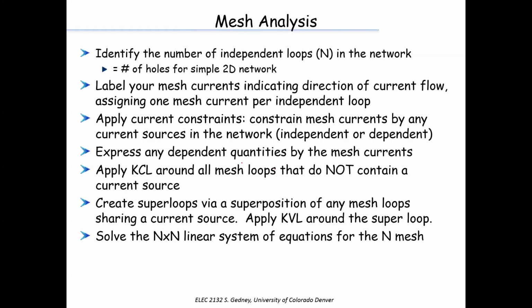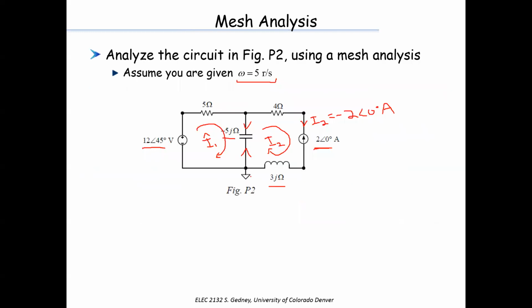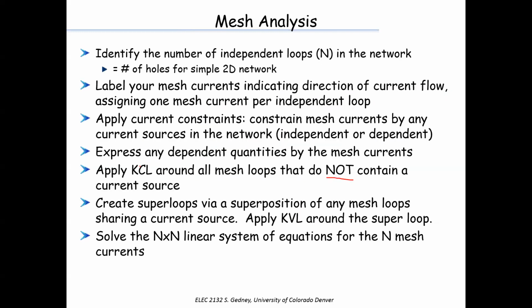Next, I have to express any dependent quantities by the mesh currents. Well, there are no dependent sources in that network, so I have nothing to do there. And finally, I apply KVL around all mesh loops that do not contain a current source. Sorry, I said KCL; it should be KVL.